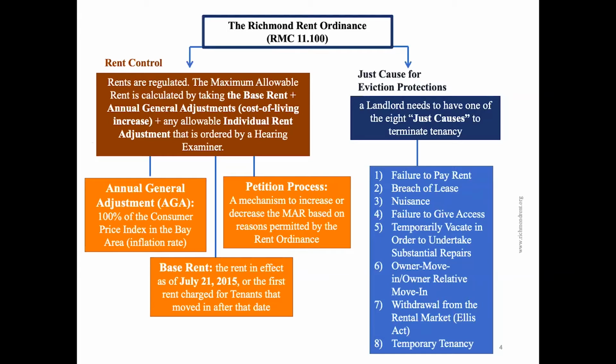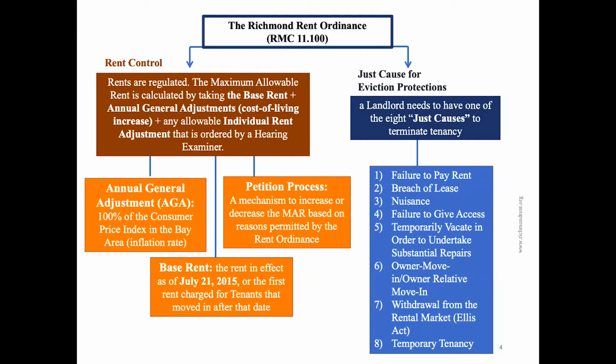Now, the just cause for eviction protections aspect. A landlord needs to have one of the 8 just causes to terminate a tenancy. The first one is failure to pay rent. Second is breach of lease. Third is nuisance. Fourth is failure to give access when the landlord has a lawful right to do so. Fifth is to temporarily vacate in order to undertake substantial repairs.